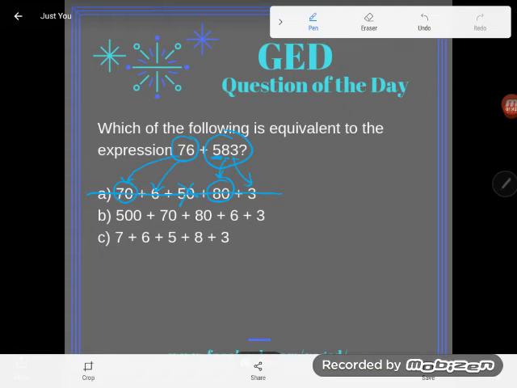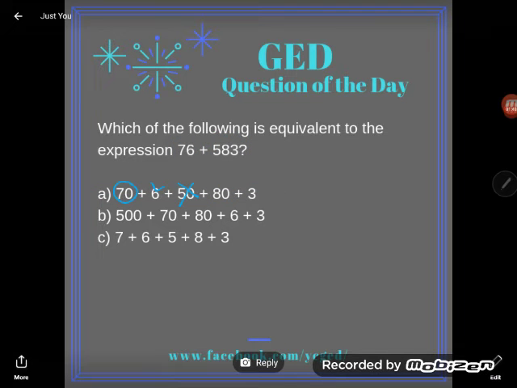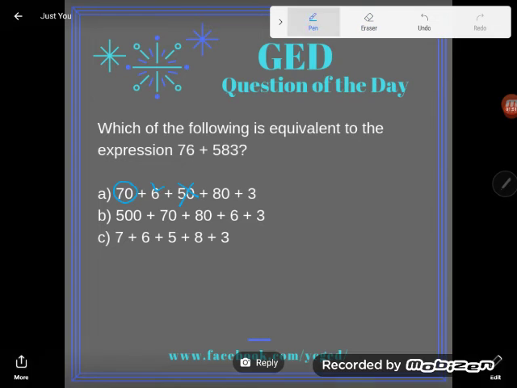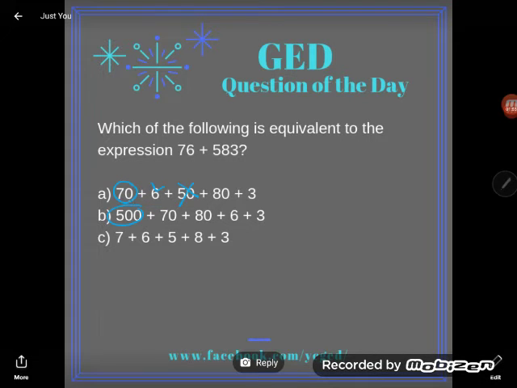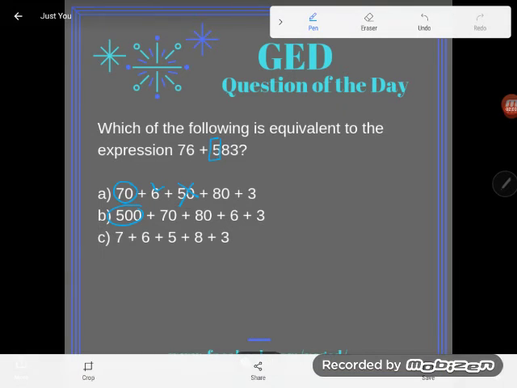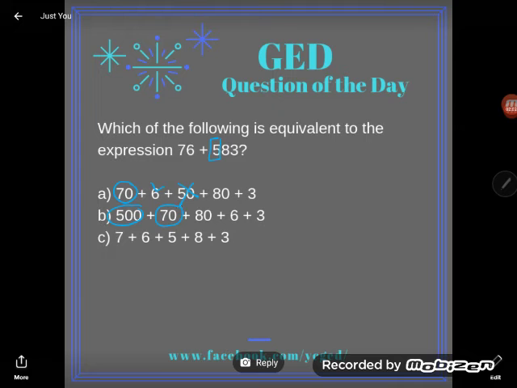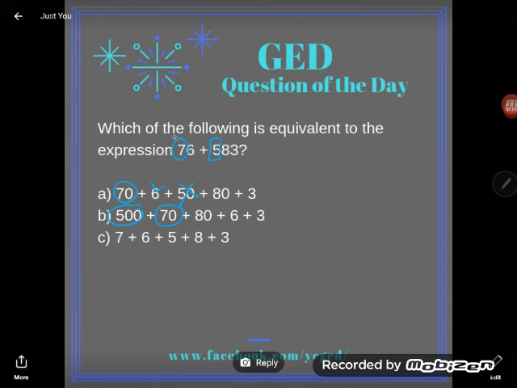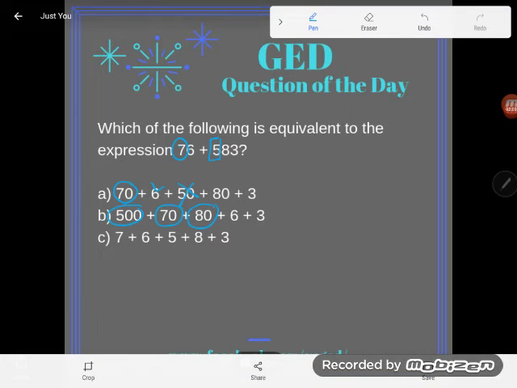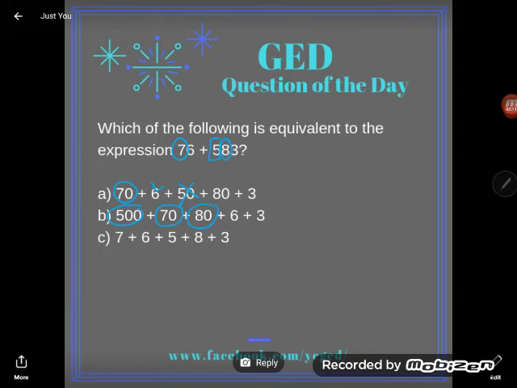Let's take a look at the next one. Now, they might have moved around our grouping a little bit, but we can still check each one of these digits here. So I see a 500, and yes, that looks like the 5 in the hundreds place from this number. And then I see a 70, which would be a 7 in the tens place. This number has a 7 in the tens place, and this number has an 8 in the tens place, so that's 80.